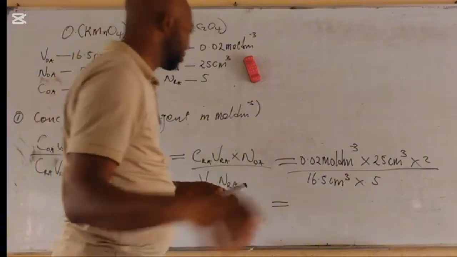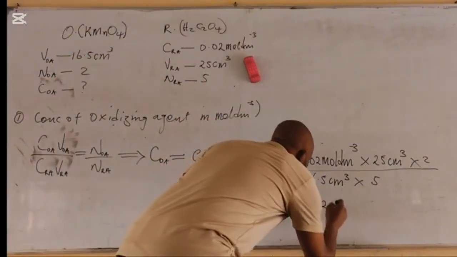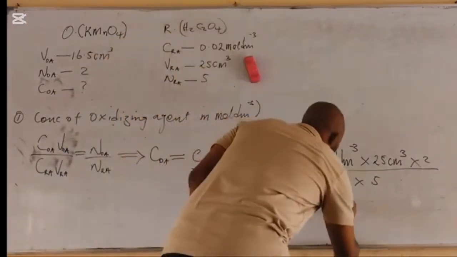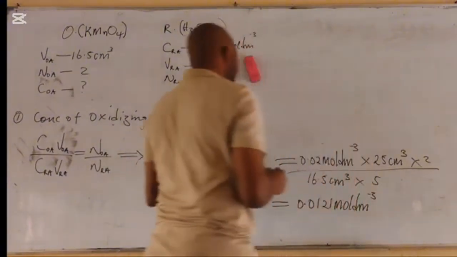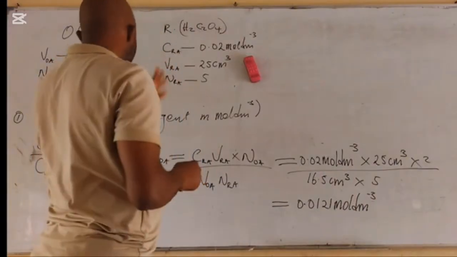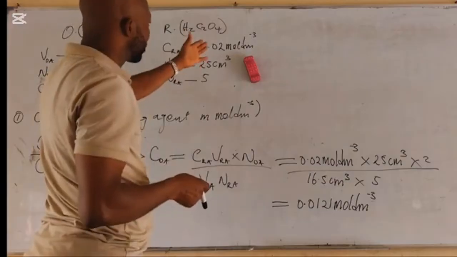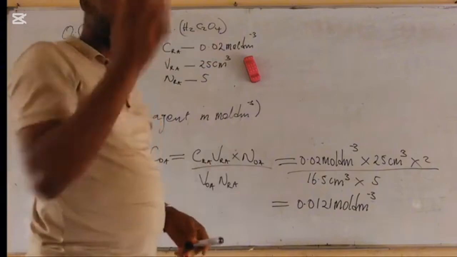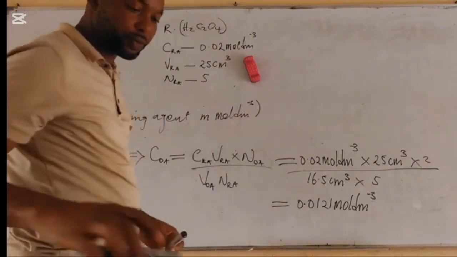0.0121. Am I right? 0.0121 mole per dm³. So this is the concentration of the oxidizing agent. That of reducing agent is 0.02. This other one is 0.01. So let's take our next question.